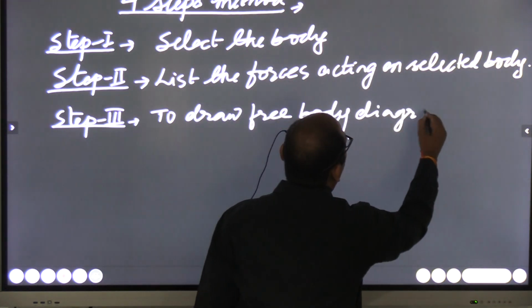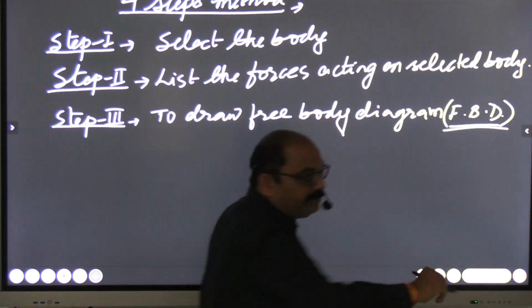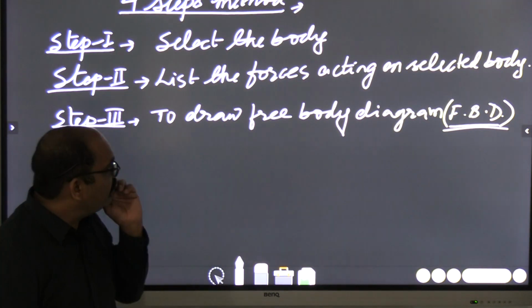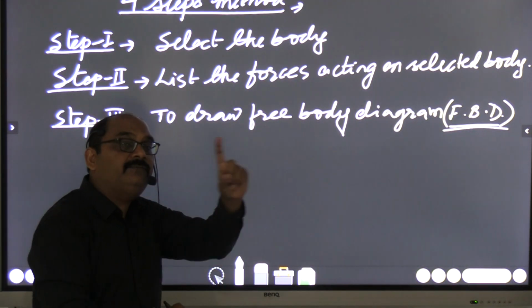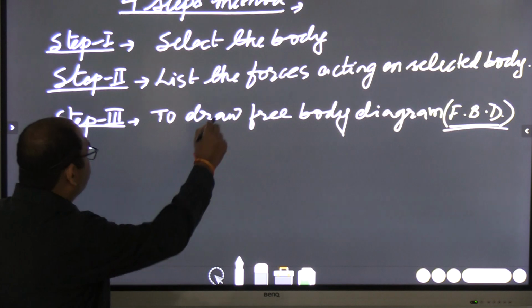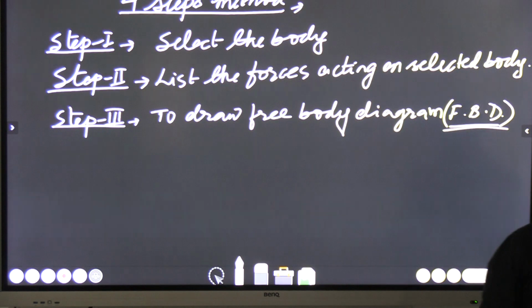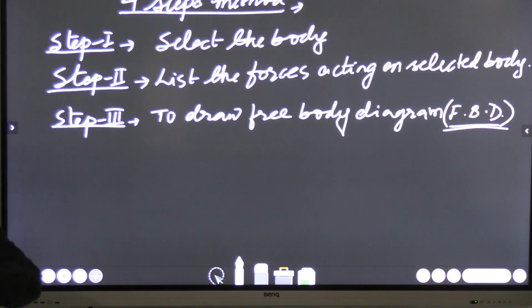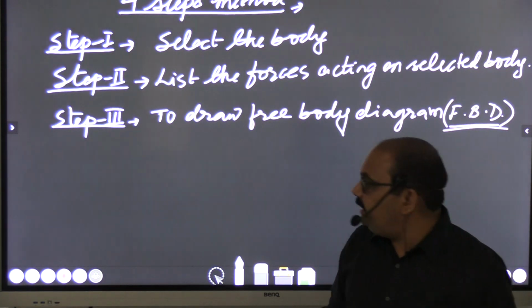Free body diagram. In short, FBD, and this is a very famous abbreviation in physics and laws of motion, in whole mechanics. How to draw the free body diagram of the body selected in the first step of the method? So free body diagram means a diagram of the body containing all forces acting on the body with the help of arrows, and the acceleration of the body if the body is accelerated.